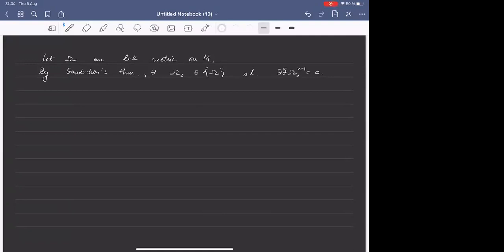Okay, this omega zero is at the same time locally conformally Kähler, since we established last time that a locally conformally Kähler metric will fill up actually all its conformal class with locally conformally Kähler metrics. So omega zero is LCK, therefore it satisfies an equality of this type: d omega zero is theta zero wedge omega zero, where theta zero is a closed real form.